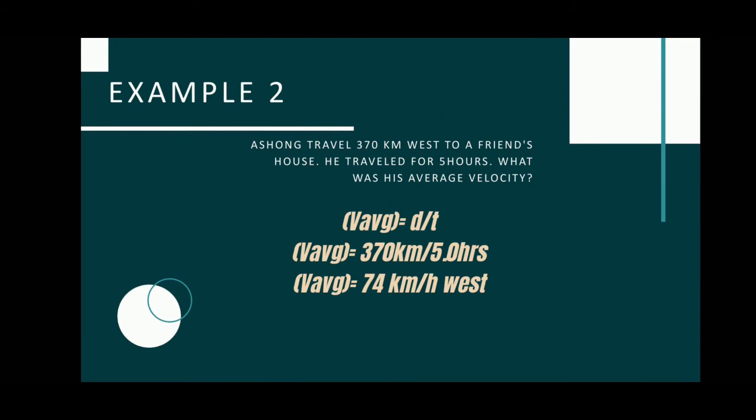Example number 2. Ashong traveled 370 kilometers west to a friend's house. He traveled for 5 hours. What was his average velocity? We are looking again for average velocity. So the formula is distance over time again. 360 kilometers over 5 hours is equal to 74 kilometers per hour. So the average velocity is 74 kilometers per hour to the west.